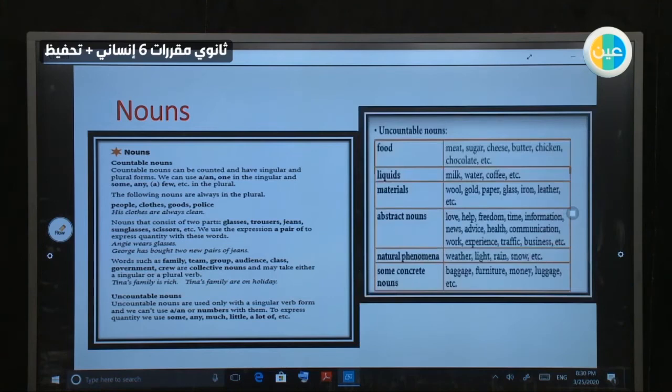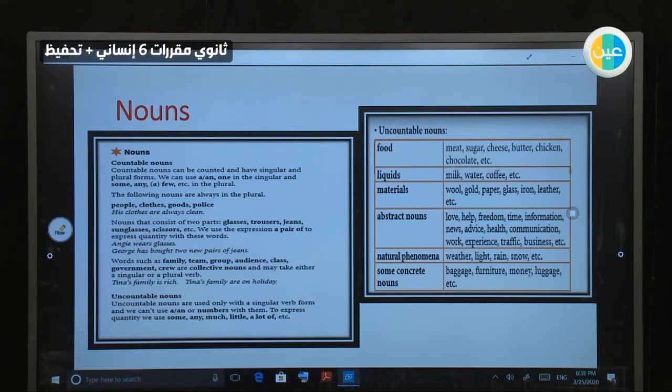Let's look at this table. It will make it easier for you. Food like meat, sugar, cheese, butter, chicken, chocolate: uncountable. There is no singular form of them. Liquids like milk, water, coffee, juice. Materials like wool, gold, paper. Abstract nouns like love, hate, help, freedom, time, information, traffic. Natural phenomena: weather, light, rain, snow. Remember, these are uncountable nouns, they cannot be singular.